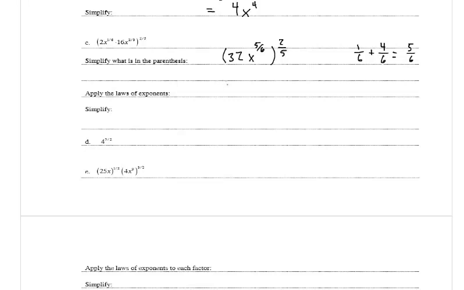And now we want to apply the laws of exponents. So we're going to say that this is equal to 32 to the 2/5, and then we have x raised to the 5/6 raised to the 2/5. So we're going to multiply 5/6 times 2/5, giving me 10 over 30. And now we want to simplify. So 32 to the 2/5 is equal to 4. And x raised to the 10 over 30 is x to the 1/3.